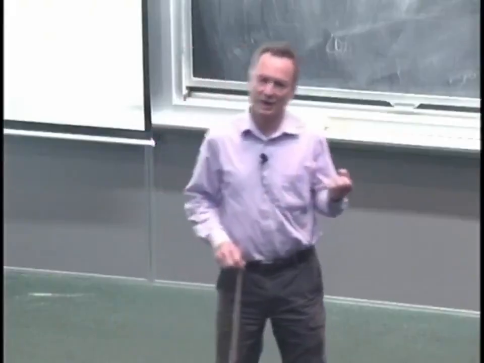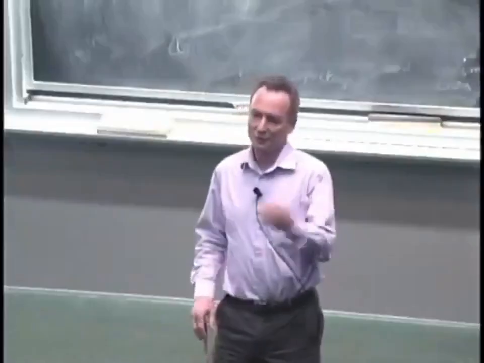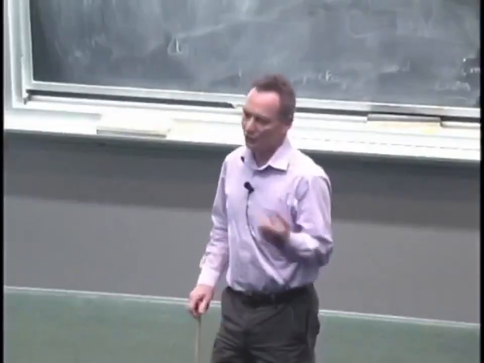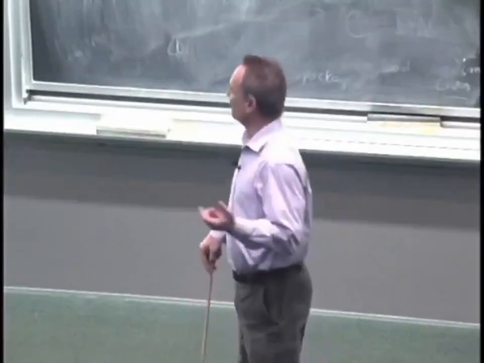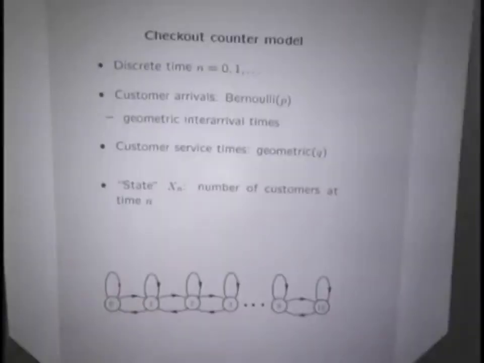If the queue is empty at that time, then you're certain that you are not going to have a customer departure. But if the queue is non-empty, then there is probability Q that a departure will happen at that time. So the answer to a question like this has something to do with the state of the system at that time. It depends what the queue is.